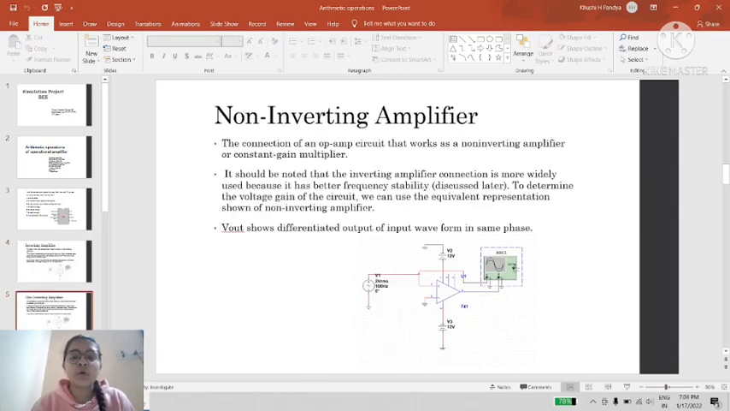After that, non-inverting amplifier. The circuit is the same as the inverting amplifier, but here we have connected the supply voltage to the non-inverting terminal, and we have grounded the inverting terminal. And we have connected the output with a CRO so that we can see the comparison between output voltage and input voltage. Let's see the circuit in Multisim.